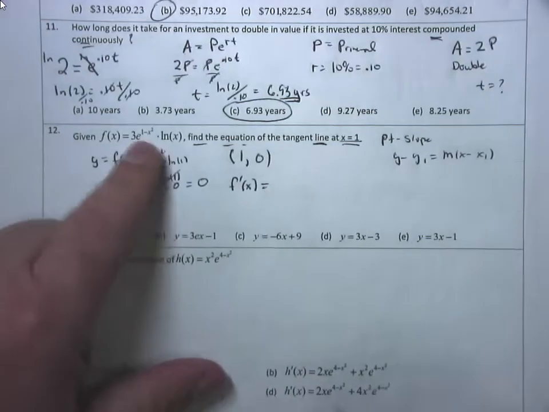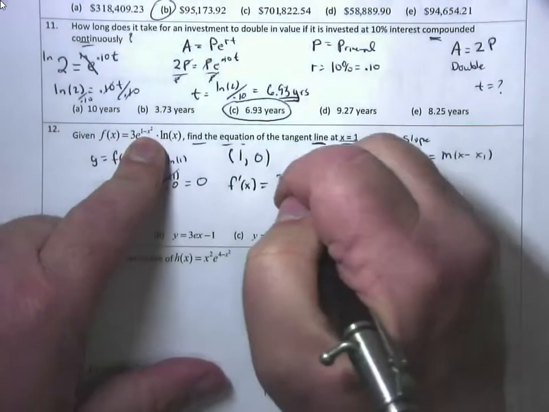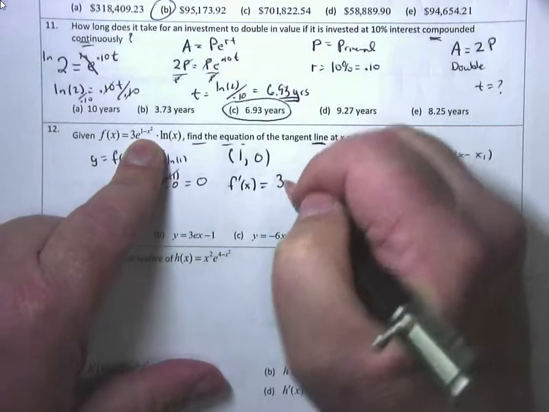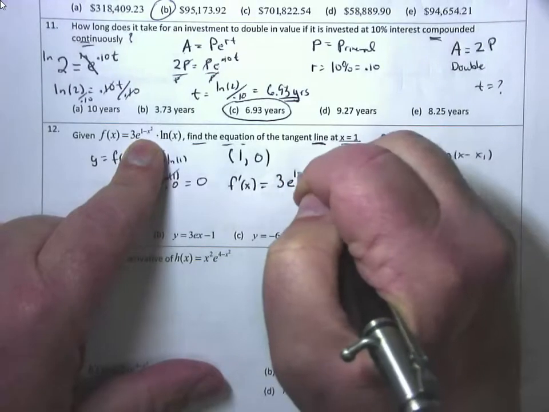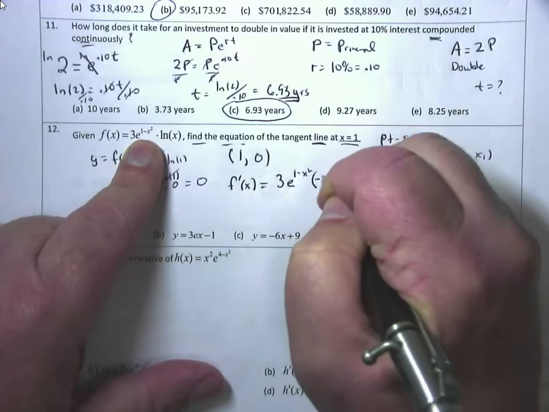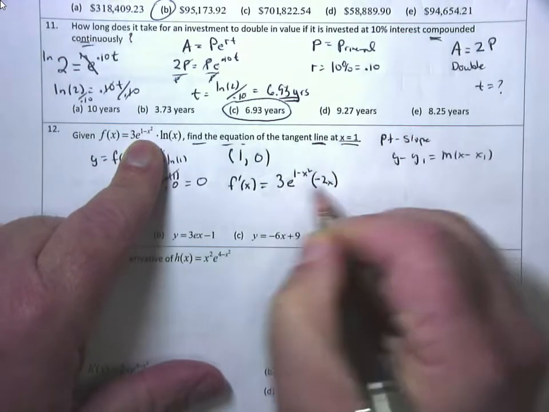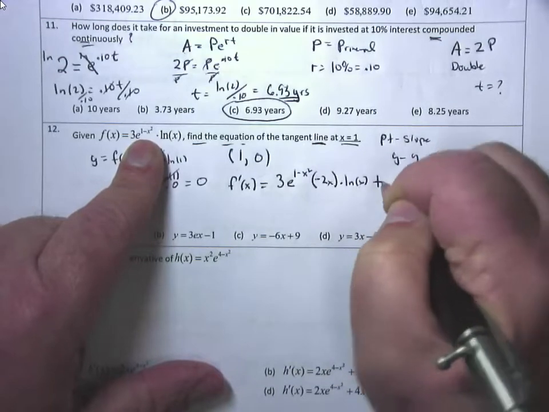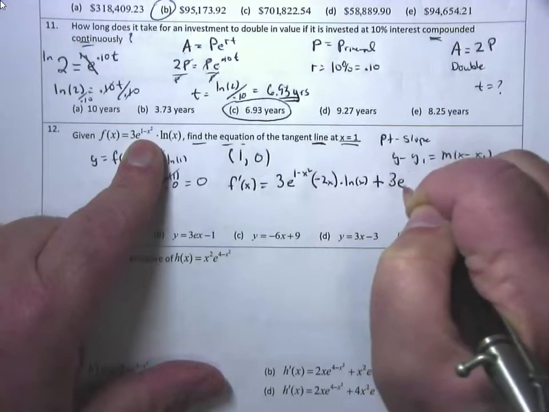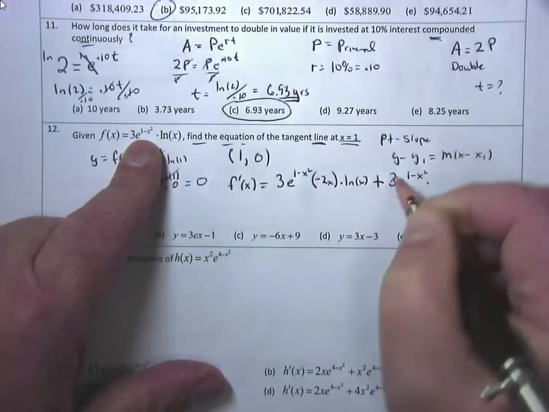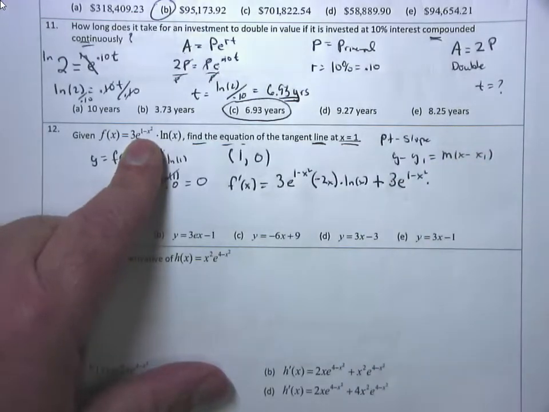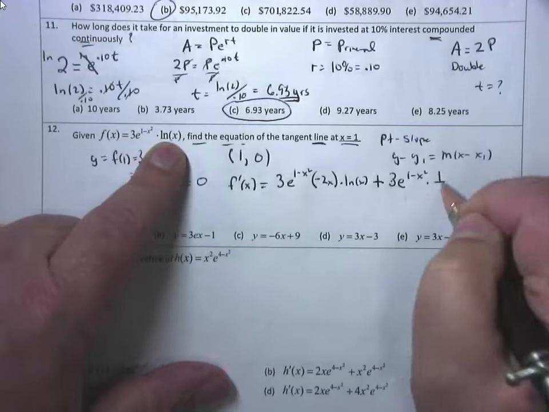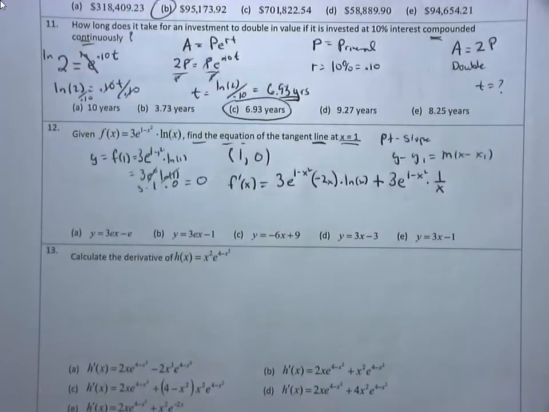Derivative of the first: 3e to the 1 minus x squared, where 3 is a constant. The derivative of e to a function, chain rule version, is e to the function, e to the 1 minus x squared, times the derivative of the exponent, which is negative 2x. That's the derivative of the first, times the second, natural log of x, plus the first, 3e to the 1 minus x squared, times the derivative of the second. What's the derivative of natural log of x? 1 over x. That's one of these rules we have memorized. The derivative of natural log of a function is 1 over the function times the derivative of the function.